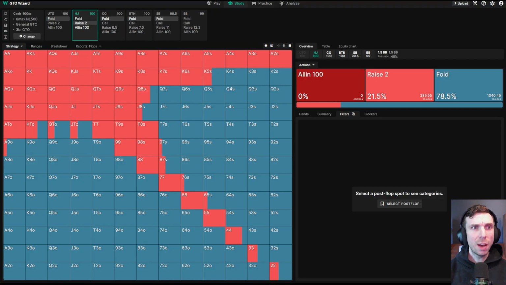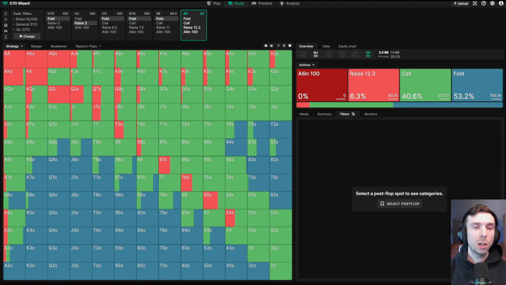So we have this as a raise in the hijack versus a raise. We are going to see a 12.3x big blind 3-bets. Now, again, we've talked about this before, but if you have a bigger 3-bet, then you're going to go more polar. If you have a smaller 3-bet, you're going to have more of a linear range.